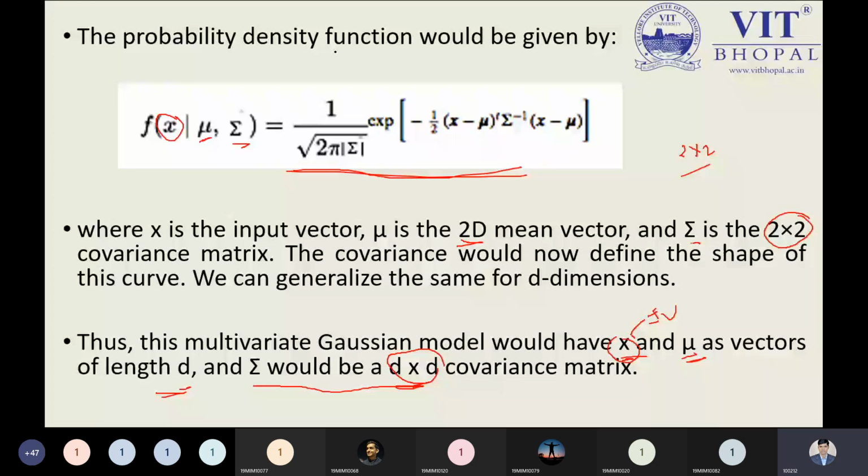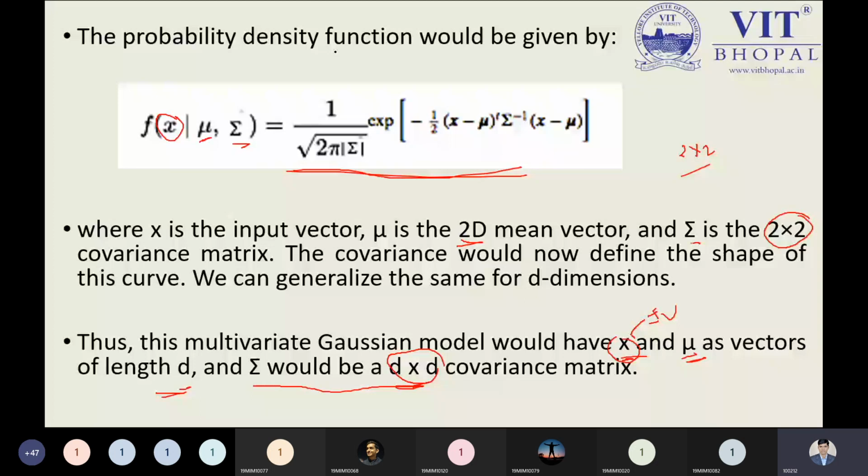So x will definitely be our input vector. What is the input vector I'm speaking about? It means we are talking about the input features. The features could be one feature, two features, many features. Based on the features, we will decide the 2D mean vector. The 2D mean vector will be represented by mu, and summation will be the 2 by 2 covariance matrix. The covariance matrix will be a 2 by 2 matrix. We have to keep in mind it's a standard.